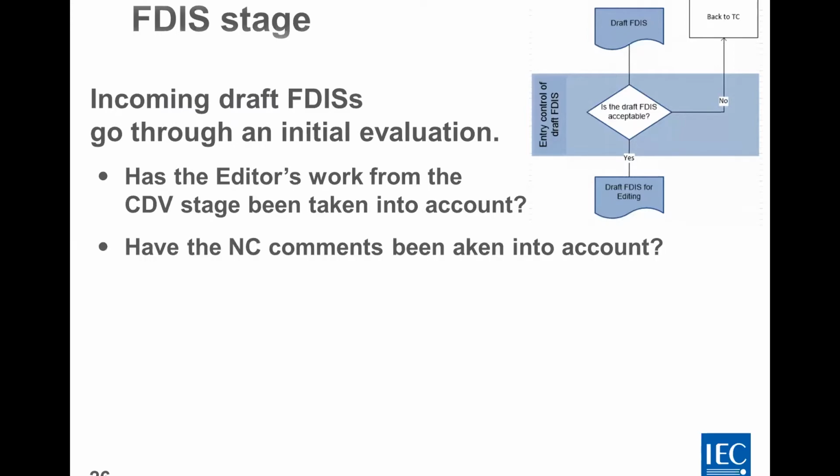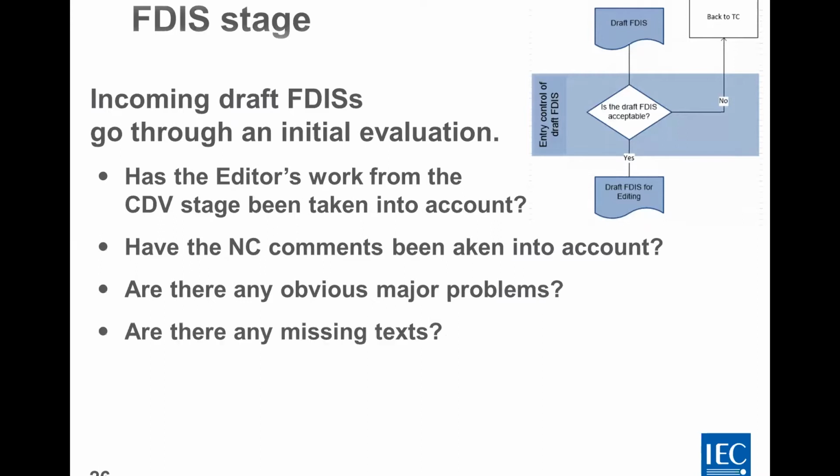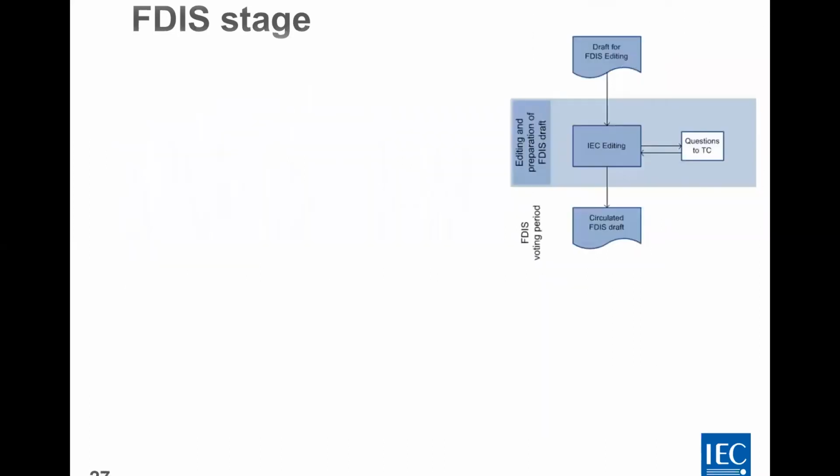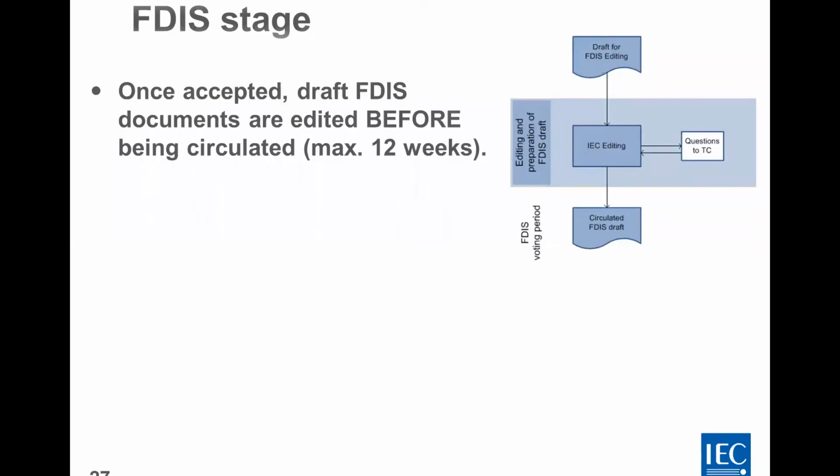Have the NC comments been taken into account? Are there any obvious major problems? Are there any missing texts? And are there any potentially challenging matters which are apparent, such as patent claims or copyright issues? If you have green lights everywhere, you'll be able to move on to the FDIS stage.